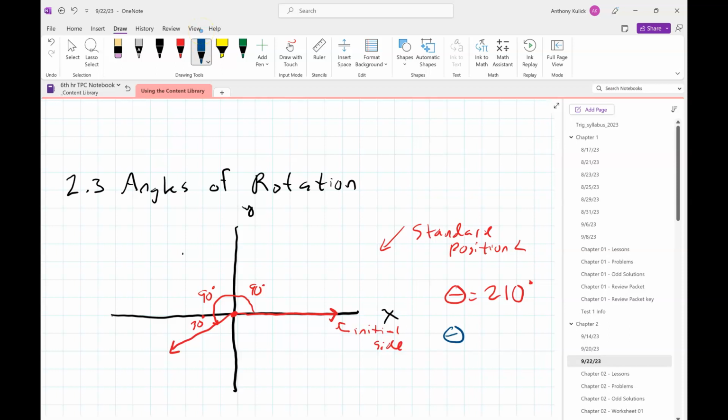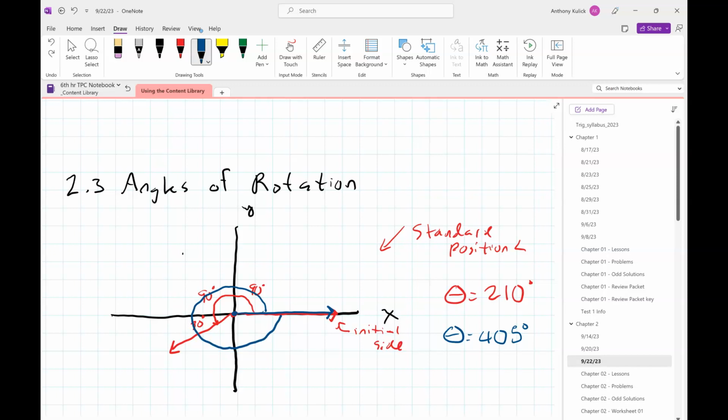What if it's bigger than 360? Let's say we have a 405 degree angle. What's that going to look like? Well, we start the same way, right? The vertex is at the origin. The initial side is on the positive x-axis. And we're going to rotate counterclockwise. So 90, 180, 270, 360.